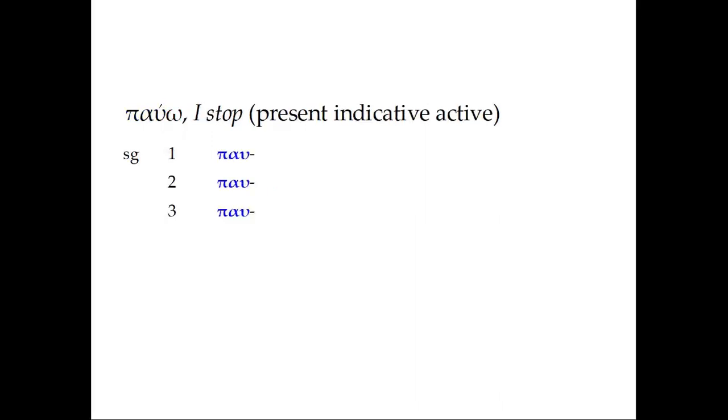We get pau, pau, pau. We're going to see that element, that stem, in all of the different forms of this verb here. And next we need to add our endings. A verb in Greek consists at least of the stem and the ending. And for the first person singular, this is easy. It's just the lexical form. It's the pau plus the omega. So we add here our ending onto the stem. And a translation of this would be I stop, am stopping, or do stop, I do stop.